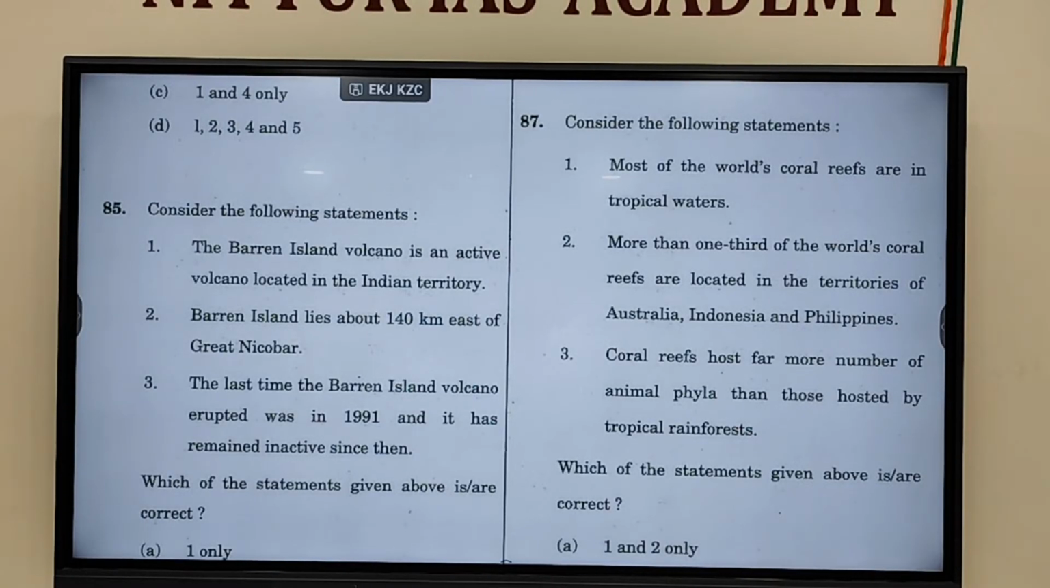First and second are correct. Okay. Anyone else? So animal types. Coral reefs host far more number of animal phyla than those hosted by tropical rainforests. Yeah, it is a type only. You have phylum Chordata, no? That thing is there. So phyla is there.